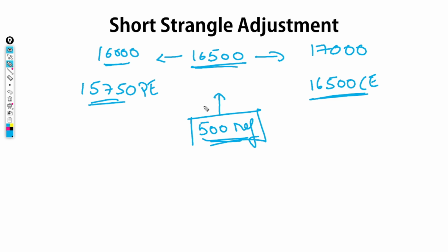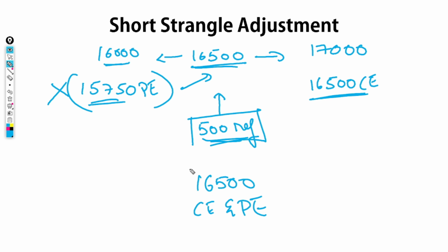So this time what you're going to do is you're going to exit 15,750 puts and you're going to create a short straddle at 16,500 completely. So you're going to come to 16,500 CE as well as PE. So you're going to create a short straddle at 16,500. Do not do anything to your hedge legs. Keep your hedge legs as they are because hedge legs are the ones which are actually going to help you in the longer run. Do not touch your hedge legs at any cost.